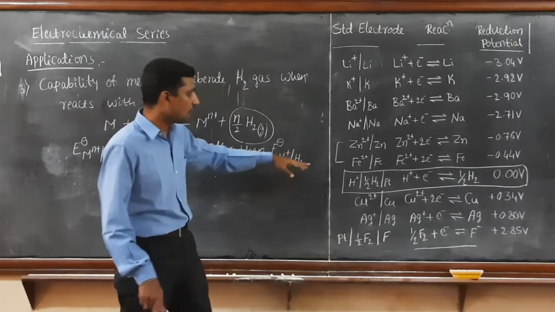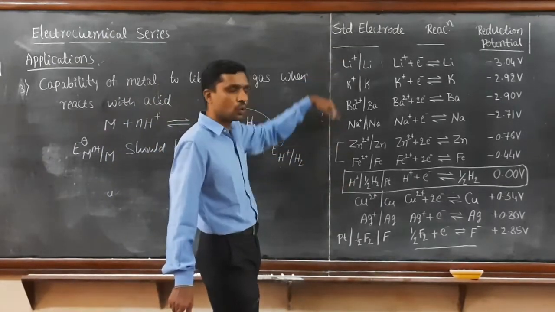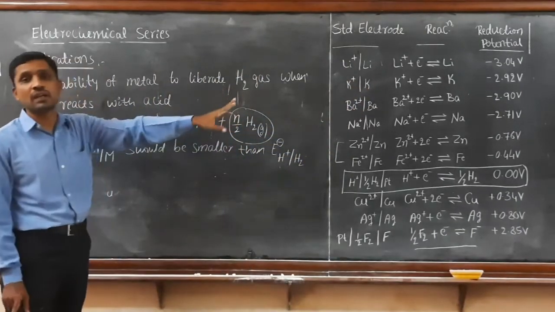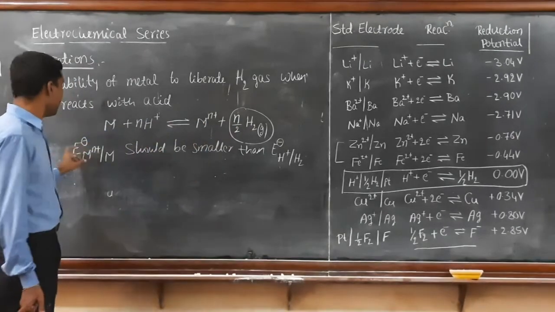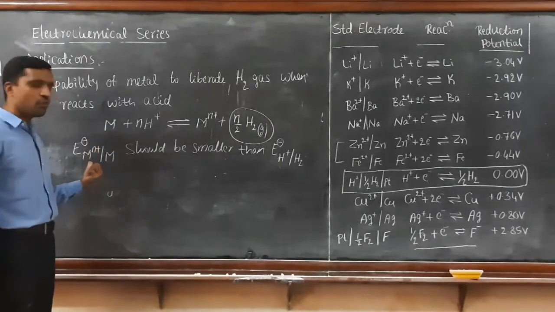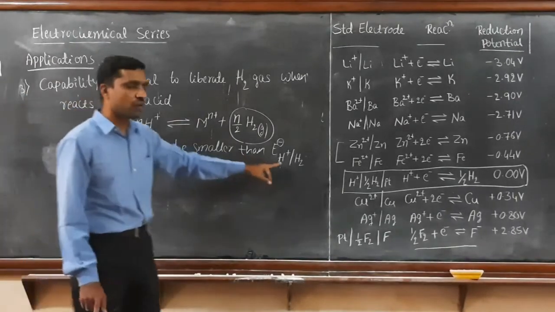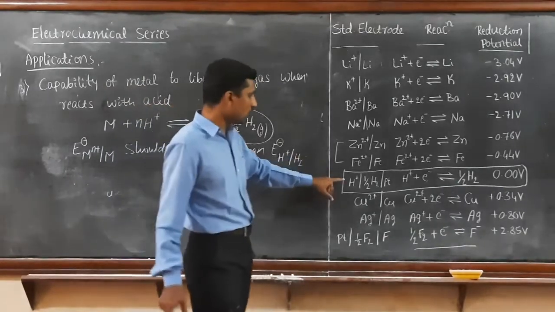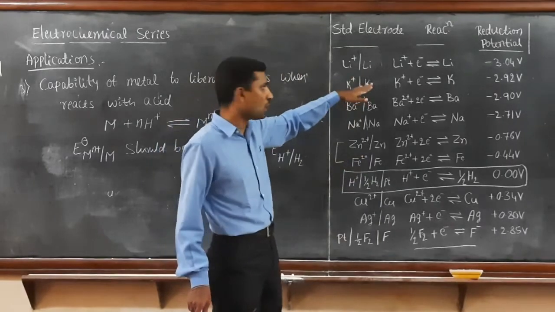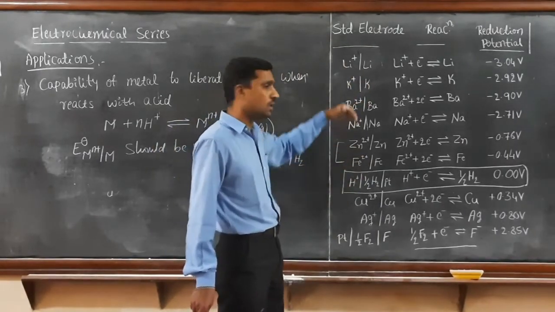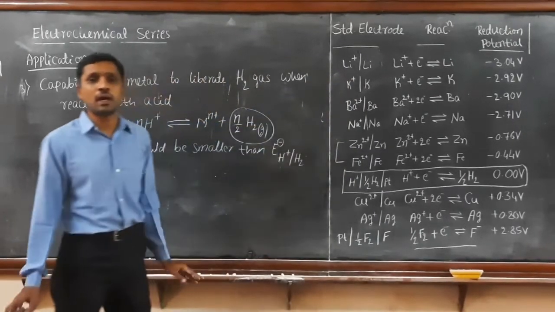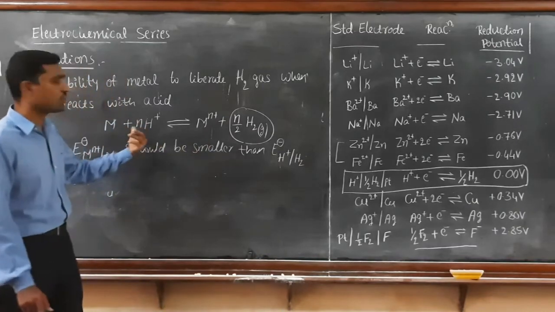So this indicates that the metals that are present above hydrogen in the electrochemical series liberate hydrogen gas whenever they react with the acid. I will repeat. In order to liberate hydrogen gas from a metal, the EMF of the metal ion should be smaller than the EMF of hydrogen. You already know that the EMF of the hydrogen electrode is 0, so it should be less than 0, that is, a negative value. Therefore, the metals present above hydrogen in the electrochemical series will liberate hydrogen from reaction with acids.